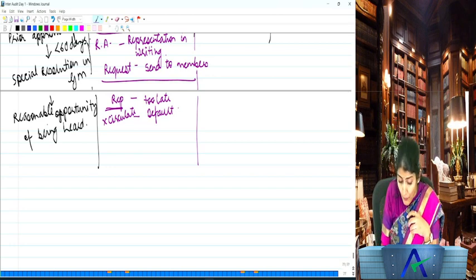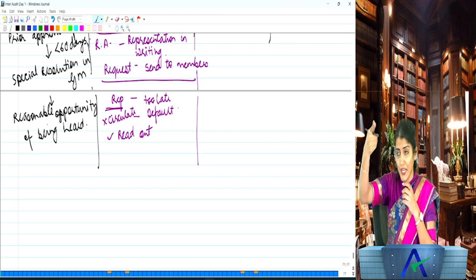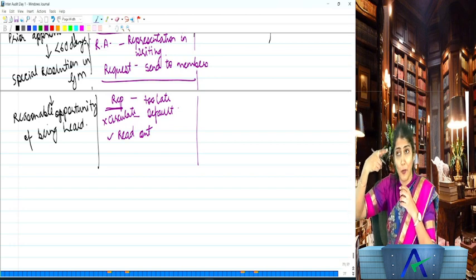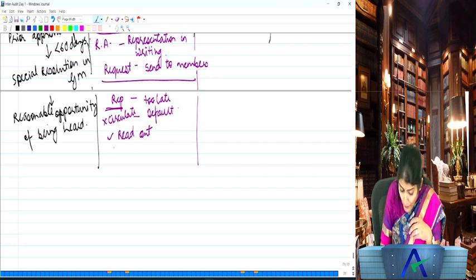In that case, this representation would be read out at the meeting. So one, you send it to the shareholders, but if you could not send it, then whenever the meeting takes place, it would be read out at the meeting. And this is without prejudice to the right to be heard orally at the meeting.